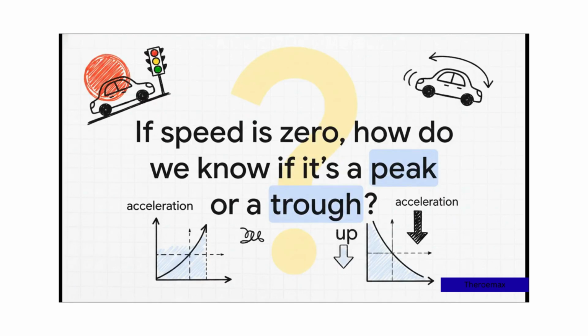Okay, but that leads to a really important question. If your car is stopped at a red light, your speed is 0. But your speed is also 0 for a moment if you're pulling a U-turn. So just knowing the speed is 0 isn't quite enough, right? We need to know what's about to happen next. Are we about to head down, or are we turning to go back up? And for that, we need acceleration.